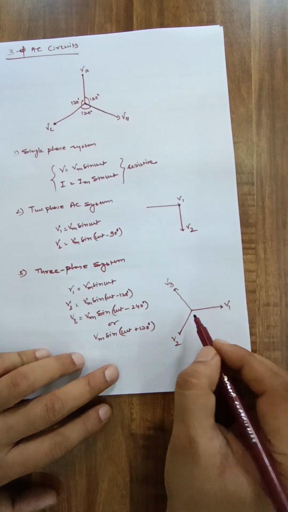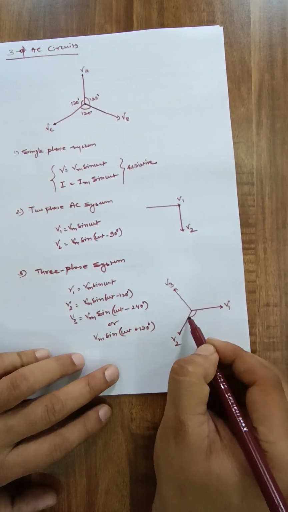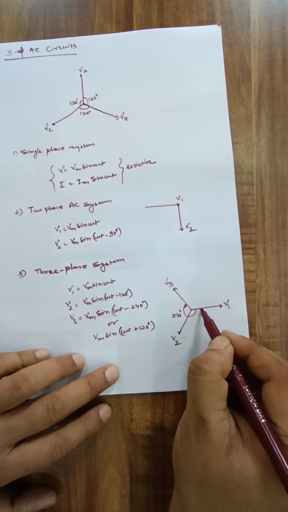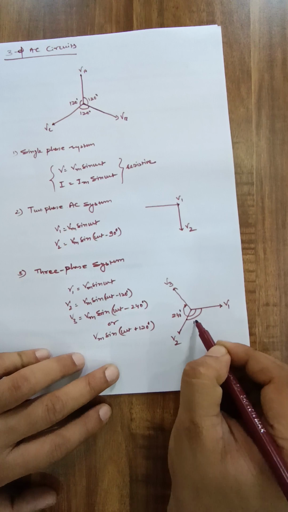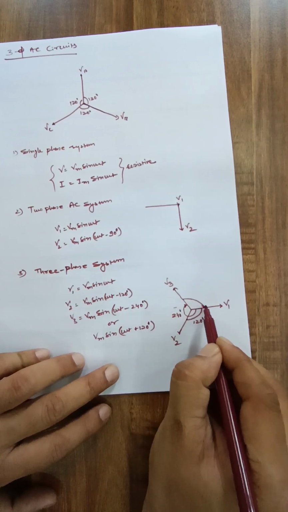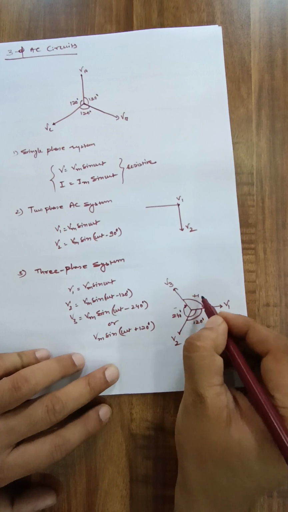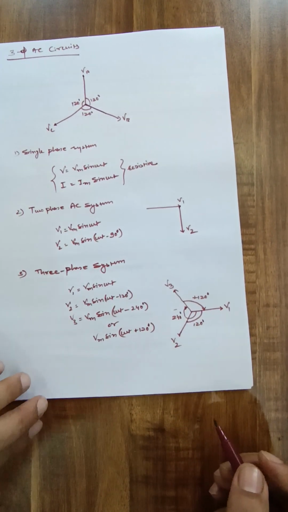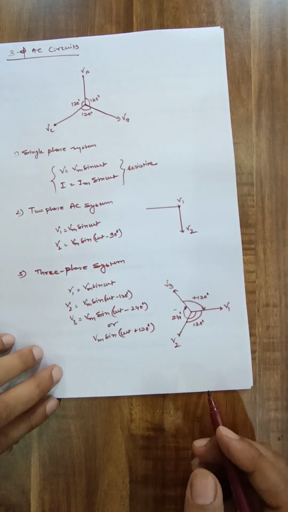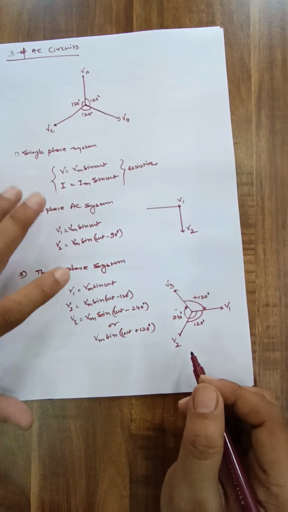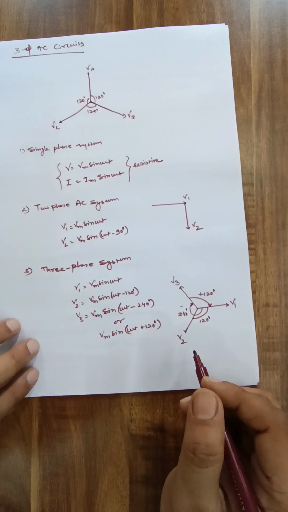So with respect to V1, this V2 is 120 degree, and with respect to V3, it is 240. And again, if I go in the clockwise direction, then it will be equal to plus 120 degree. Clear? So this is the concept of three phase, single phase and two phase system.